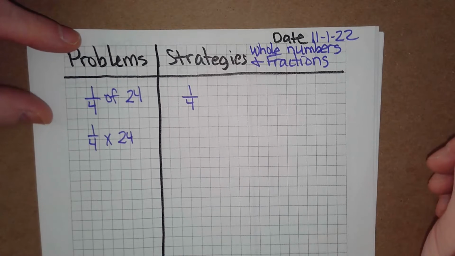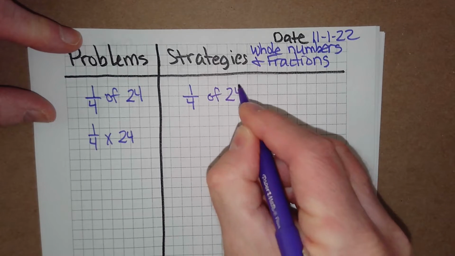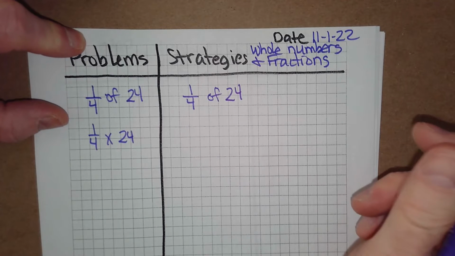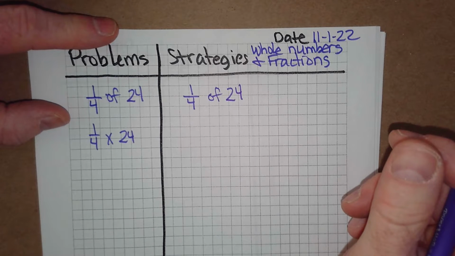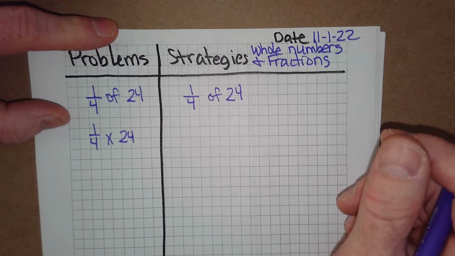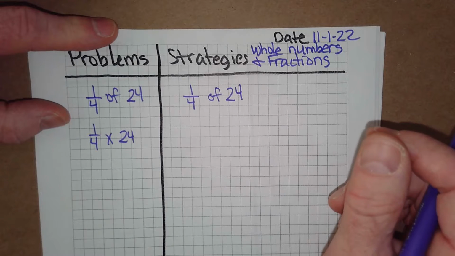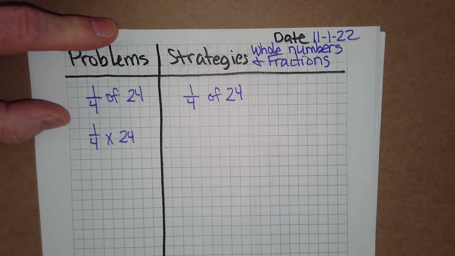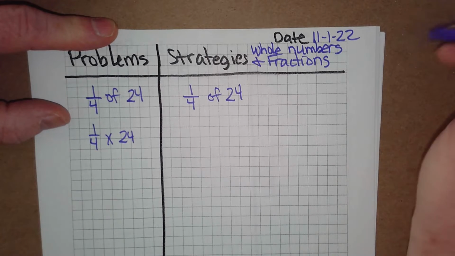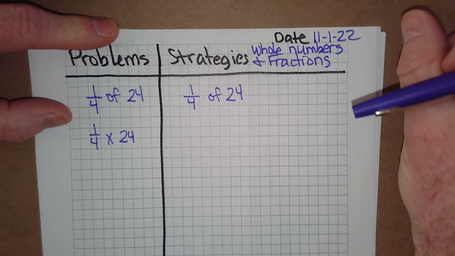Good. Okay, so 1/4 of 24. We talked about this yesterday. Who remembers that recipe that we wrote down to solve it? The formula, what times what, divided by what times what? What was that formula we wrote down yesterday to solve this really quickly? Anybody remember? Katie?